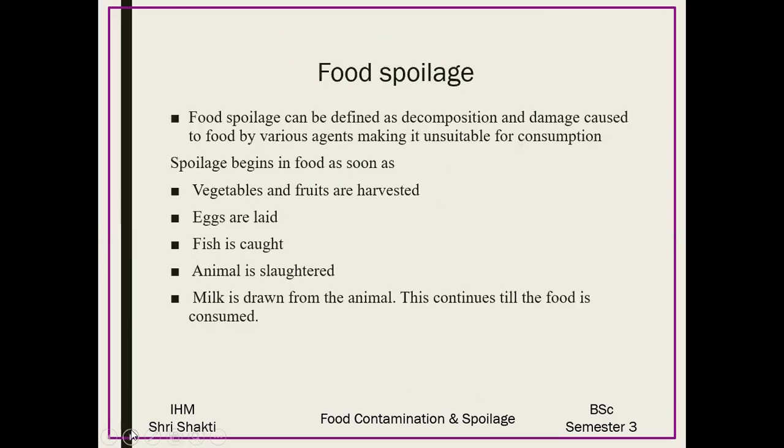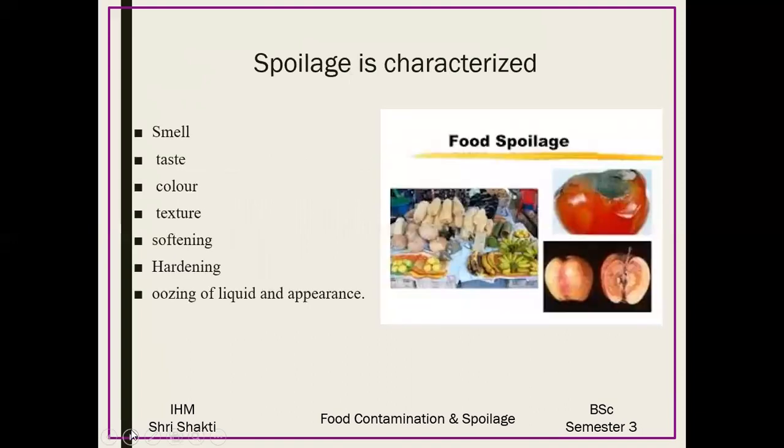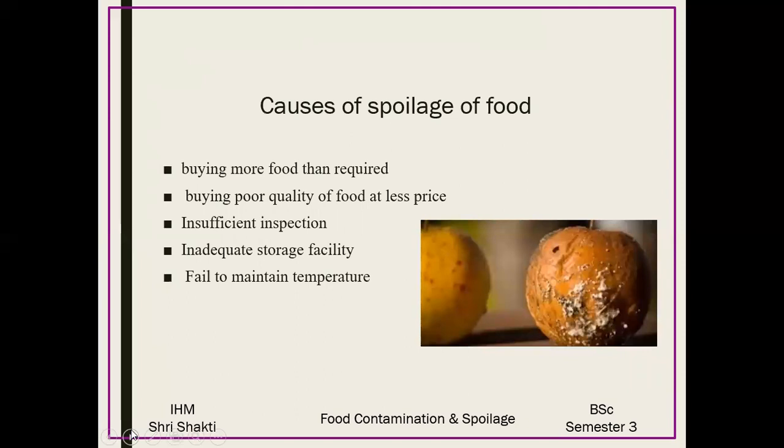Food spoilage is the damage and decomposition which makes the food unfit for consumption. Spoilage begins from the start, that is, when the animal is slaughtered, fish is caught, eggs are laid, milk is drawn from the cow, fruits and vegetables are harvested. So spoilage, you can identify through color, texture, flavor, appearance, etc. The main causes of spoilage: purchasing poor quality food, purchasing more than required, insufficient inspection, no proper storage facility, and failing to maintain the temperature.